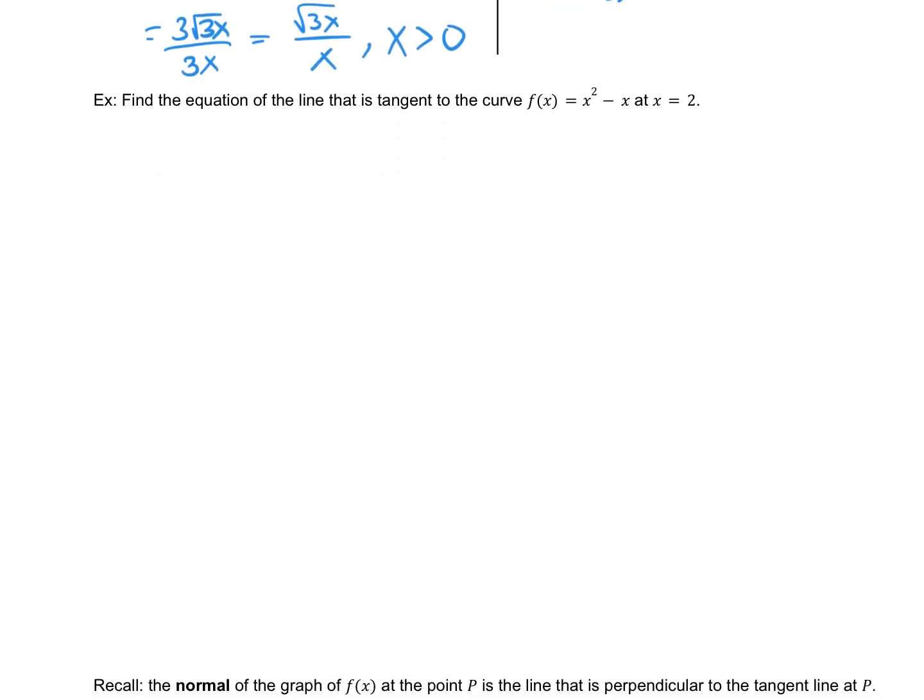Now let's apply this to a typical calculus question. Find the equation of the line that is tangent to the curve f of x equals x squared minus x at x equals 2. Now, before I would do this using the difference quotient, this time I will use first principles just to practice finding the derivative first, that general slope. But of course, you could use the difference quotient here.